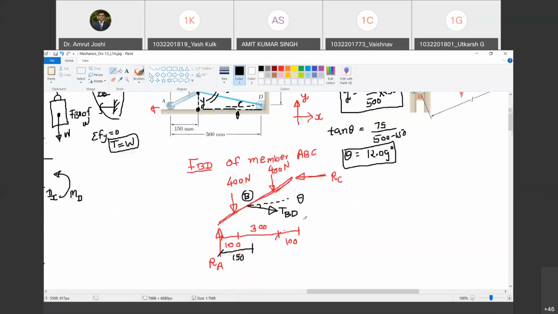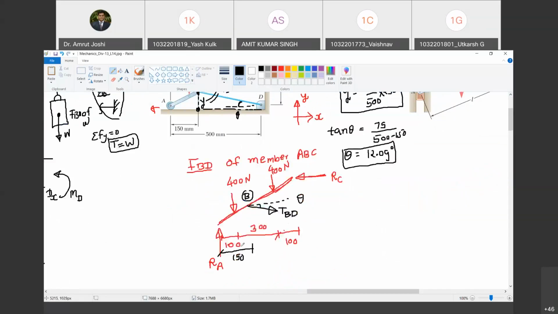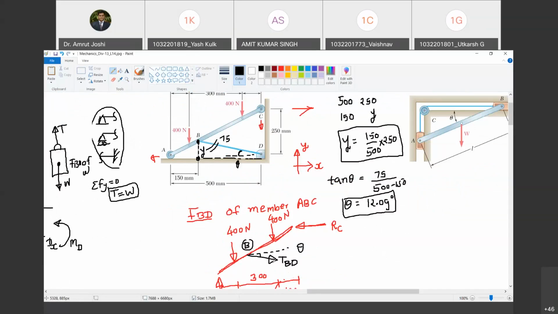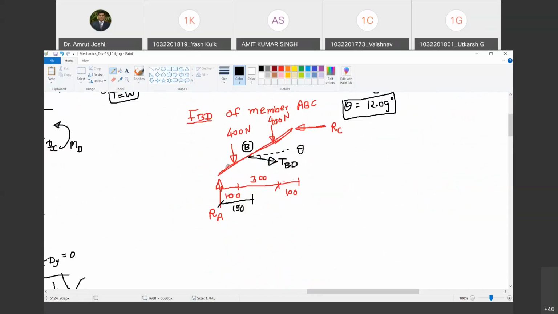So far, so good. Now, what has been asked in the problem? Tension in cable BD and reaction at A. Do you agree? Reaction at A has been asked, and tension in cable BD has been asked. So how do we go about it? How many equations do we have? This is a coplanar but non-concurrent force system. So we have three equations and we have three unknowns. Are you with me?